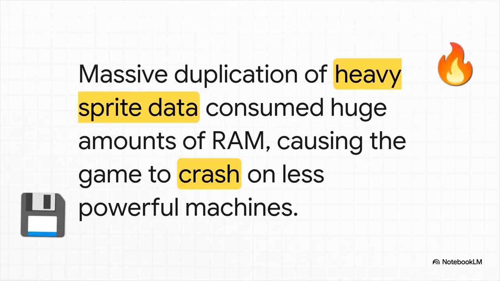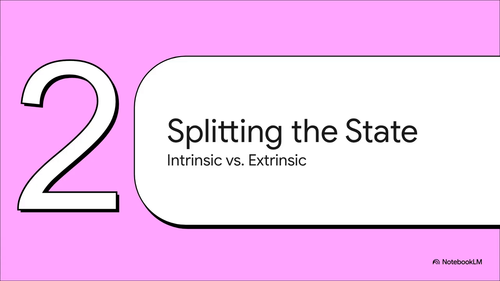This massive, massive duplication of data was just eating up RAM like crazy. Sure, on a powerful machine with tons of memory, maybe it's fine. But on a computer with less RAM, the game would just run out of road, run out of resources, and crash. The developer had a huge problem on their hands. So the solution here isn't just about throwing more memory at the problem. Nope, it's about thinking about an object's data in a totally different way.